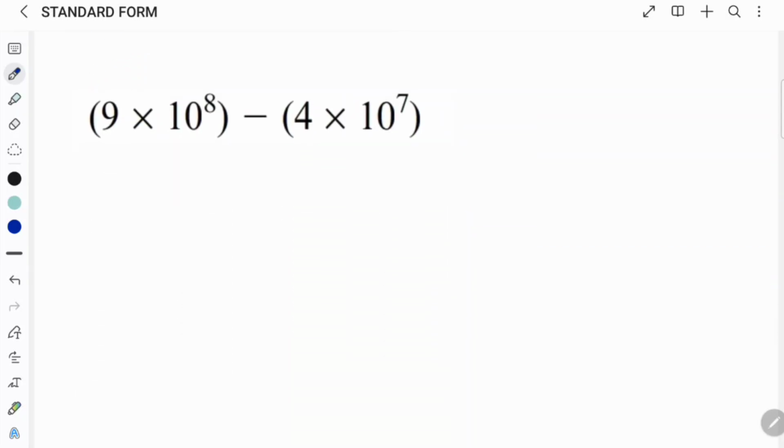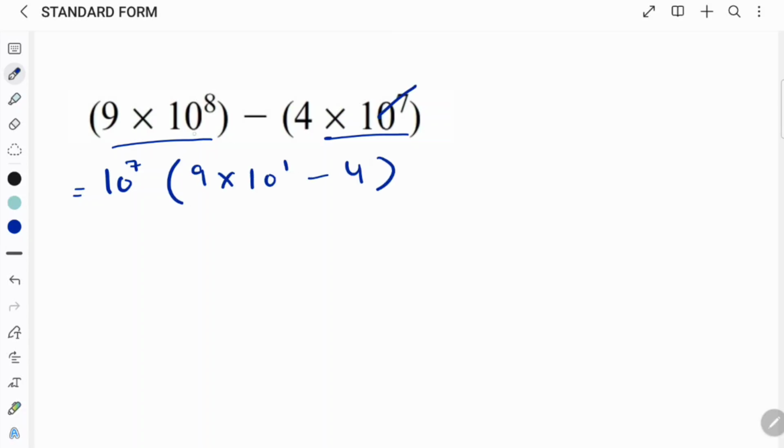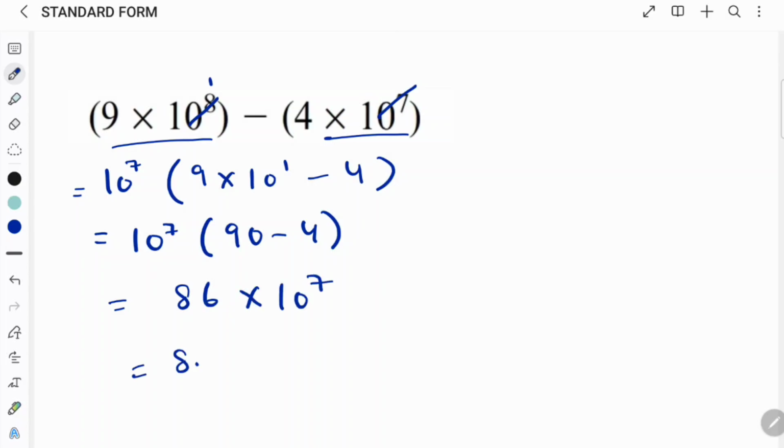So now subtraction question you do in the same way. You take the 10 to the power 7 common between these two. 9 into 10 power 1 minus 4, because you have taken out common. Okay, so 10 to the power 7, 90 minus 4 will become 86 into 10 to the power 7. 8.6 into 10 power 1 into 10 to the power 7. So 8.6 into 10 to the power 8 is the answer.